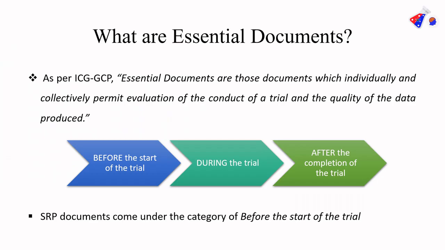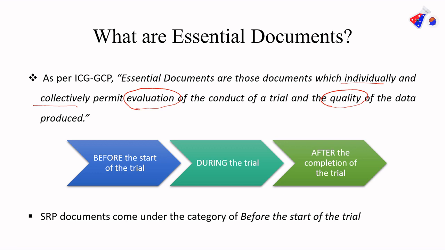Before we understand what is a site regulatory package, we must first understand what are essential documents. As per ICH-GCP, essential documents are those documents which individually or collectively permit the evaluation of the conduct of a clinical trial and the quality of data produced. So an essential document is a document which is able to demonstrate appropriate quality, and has the ability to evaluate whether the clinical trial is going according to ICH-GCP standards.